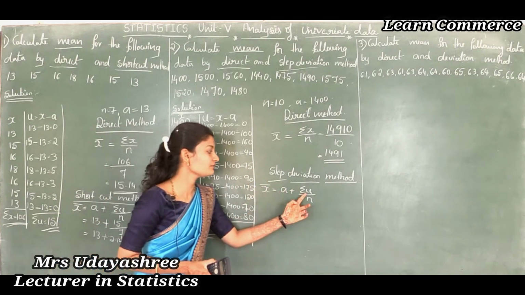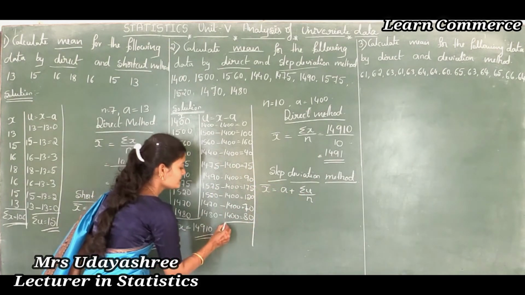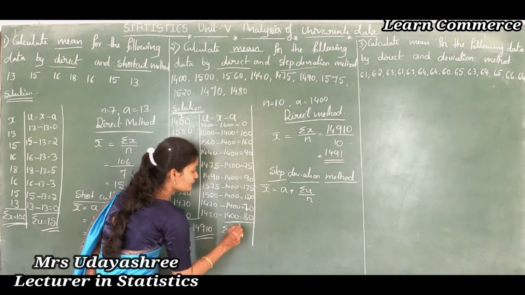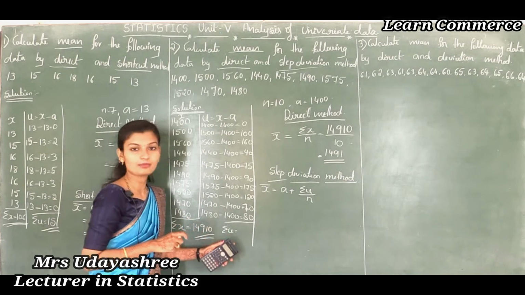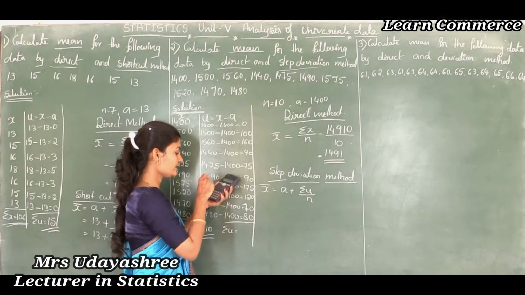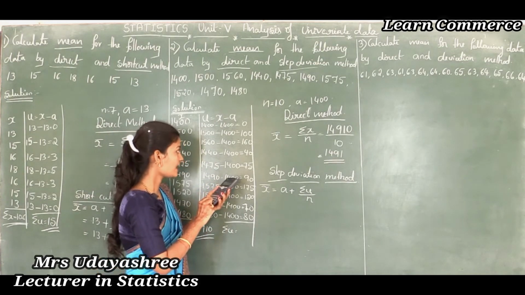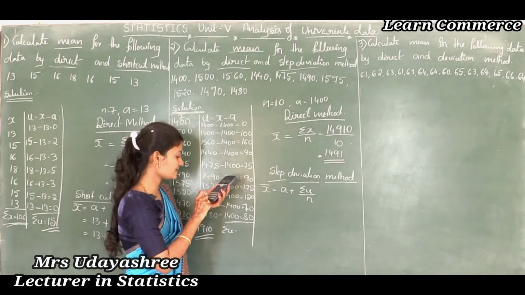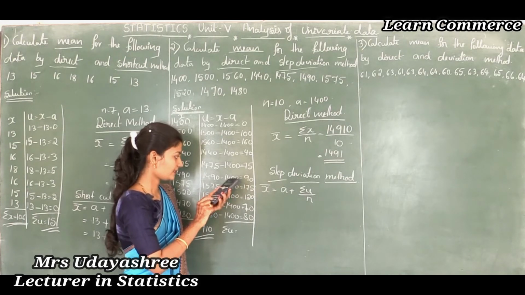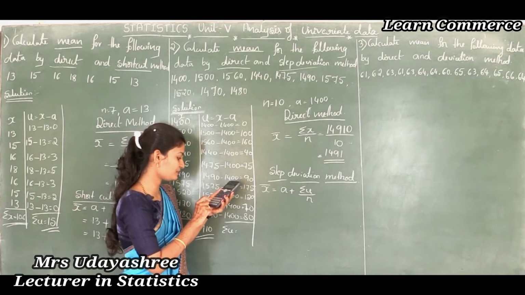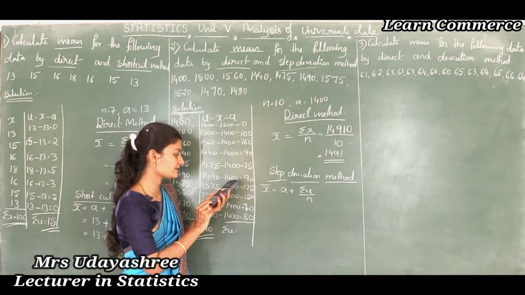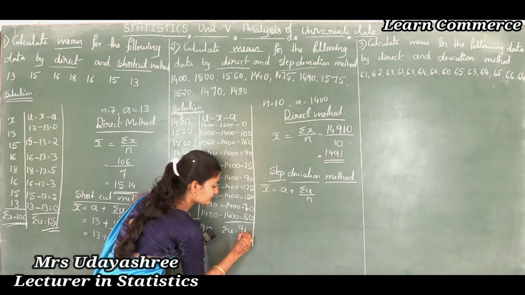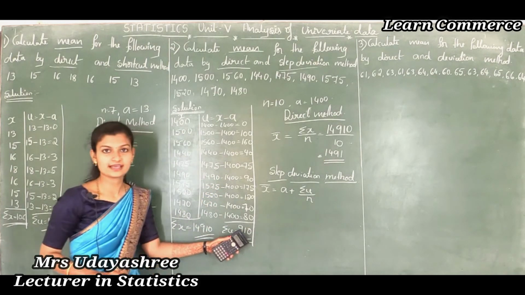Based on the formula we need the sum of u. The sum of u is nothing but the sum of the u observations. We need to find the sum of u. So that is 0 plus 100 plus 160 plus 40 plus 75 plus 90 plus 175 plus 120 plus 70 plus 80, which is 910. So here the sum of u is 910.